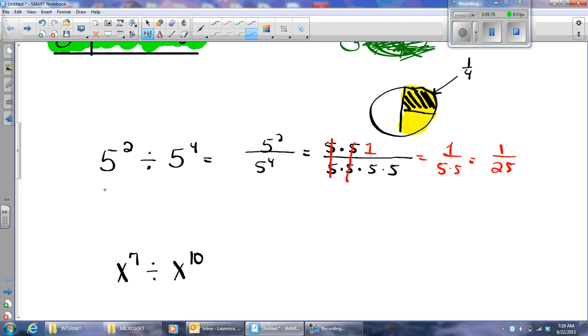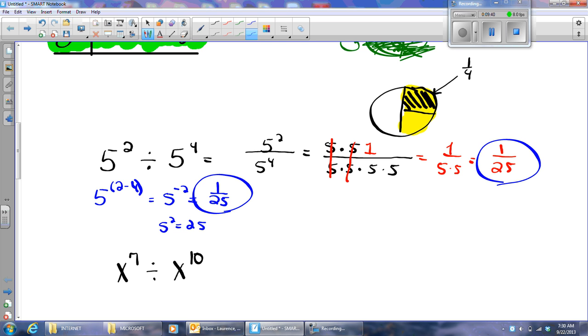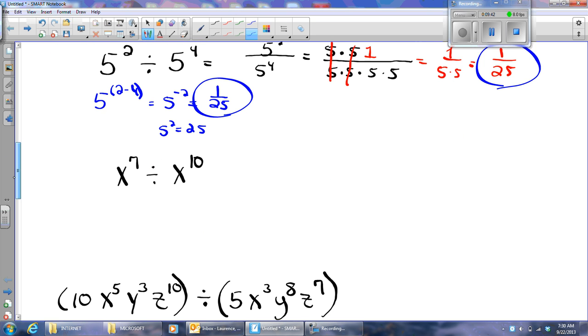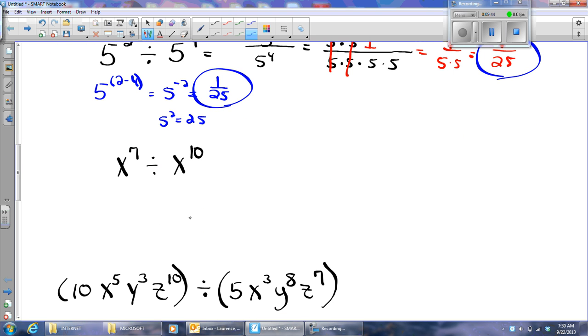Some of you are going to go, hey, this 5 to the second divided by 5 to the fourth is the same as the power of 5 to the 2 minus 4. 5 to the power of 2 minus 4, which is 5 to the negative second. Well, 5 to the second is 25. The negative exponent means to use the reciprocal. This must be 1 over 25. And notice we get the same answer. Okay, this example here, x to the 7th divided by x to the 10th.